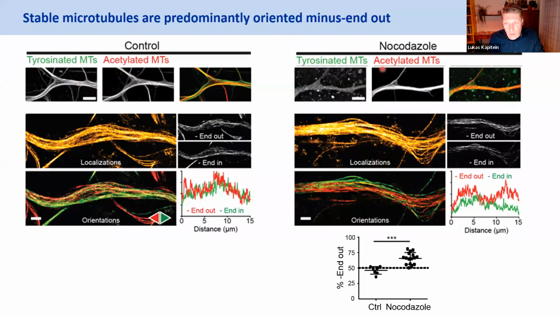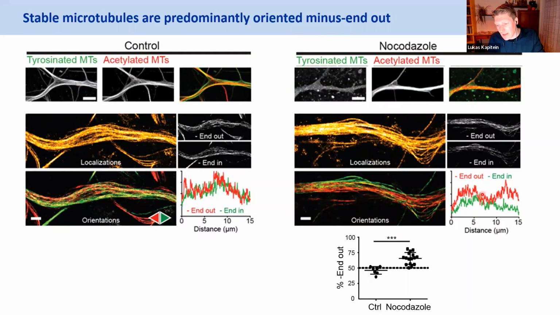So now what we can do is we can add nocodazole, which is a drug that depolymerizes microtubules. But it will only depolymerize the non-stabilized microtubules. So we lose the tyrosinated microtubules, but the acetylated microtubules remain. And then we can repeat MOTOR-PAINT and again reconstruct the microtubule network and quantify the orientations.